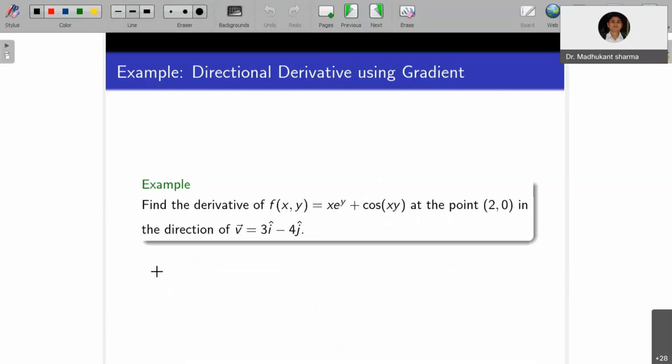So this problem is an application of the dot product. We will look at this problem in the tutorial.